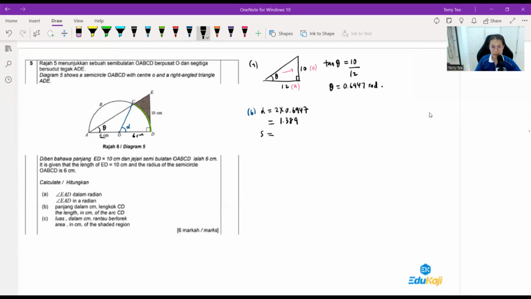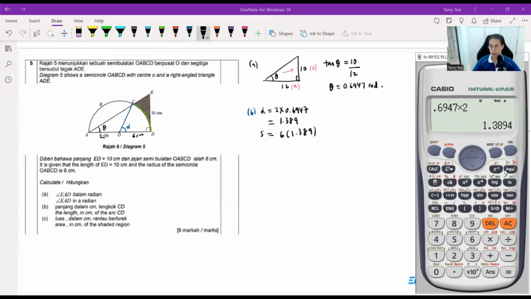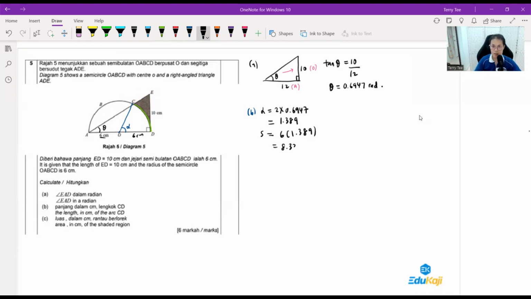Your answer will be slightly different when you use S equals R theta. Your R is 6, theta is 1.389, in this case is your alpha, right? You notice with the 4 at the back, you times with 6, you will get 8.336. But if you don't put that, with 1.389, you get 8.334. I think both are okay, because it's already quite accurate. Maybe you're using 4 significant figure, it's fine. Don't have to put more. But you can actually sub in directly, as I say.